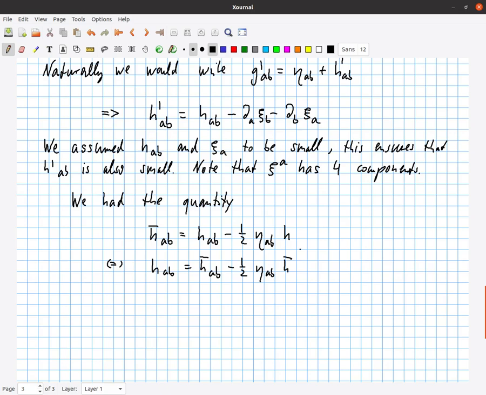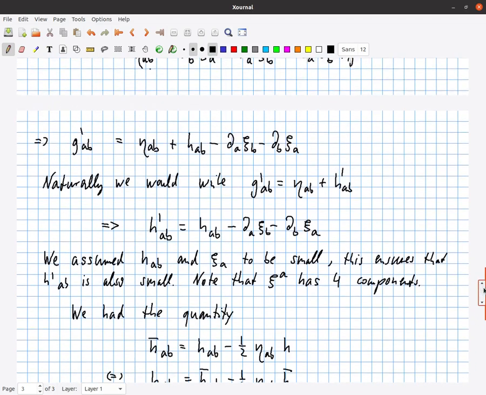Which looks strange, but we showed this explicitly. Hence, if we apply this to our primed quantity, we have the following. We are now interested in, the notation is ever so slightly awkward, I apologize for that, because we now have the trace reverse tensor in the primed coordinates.